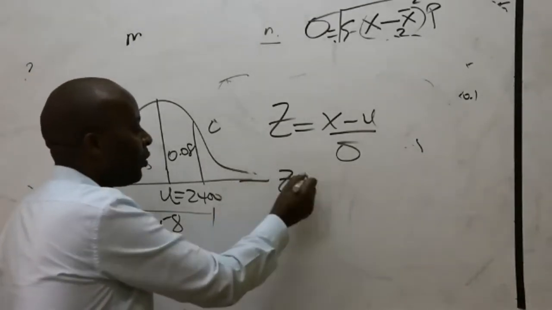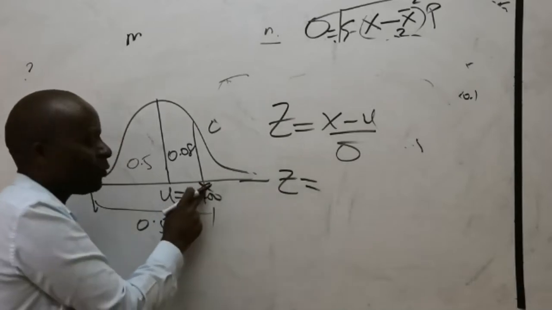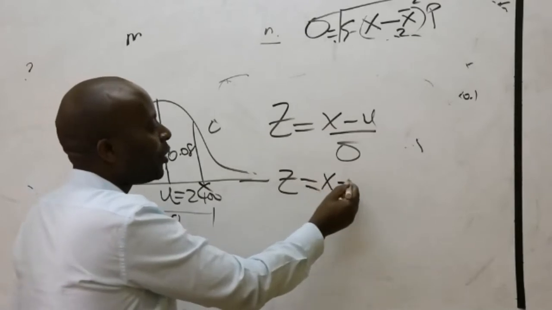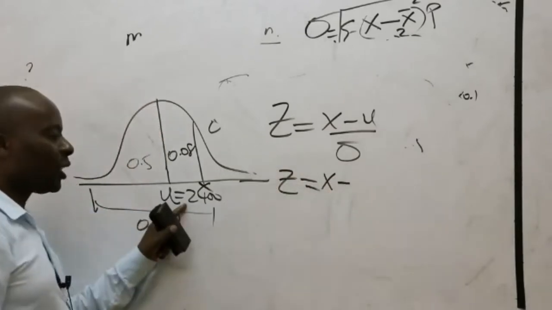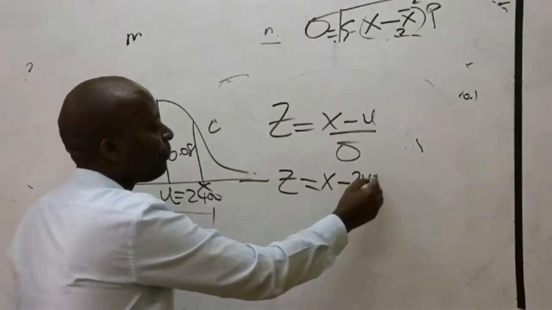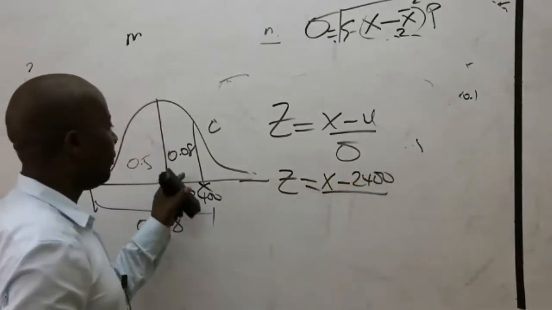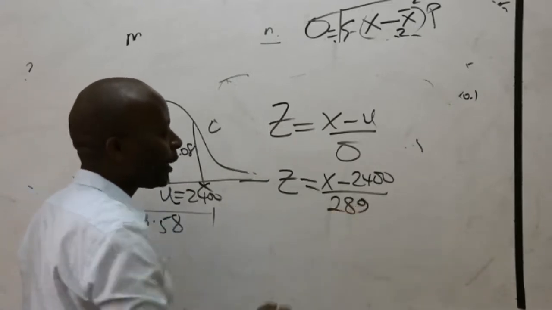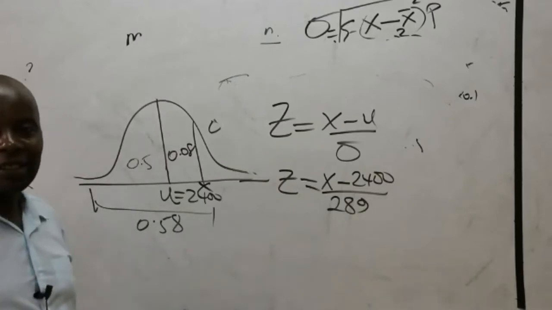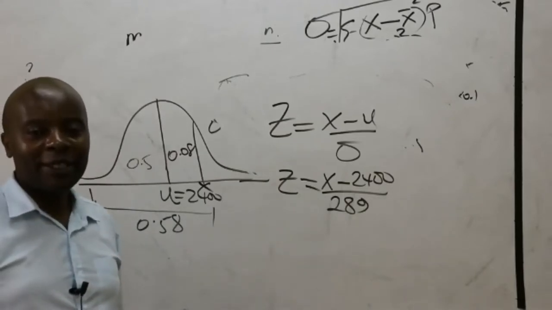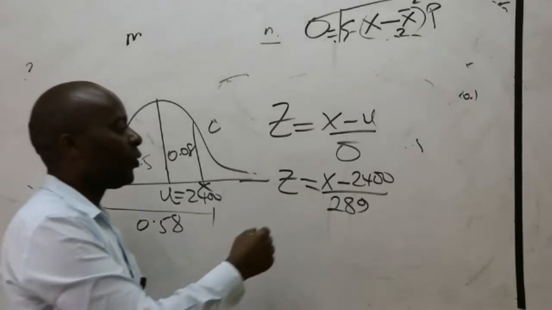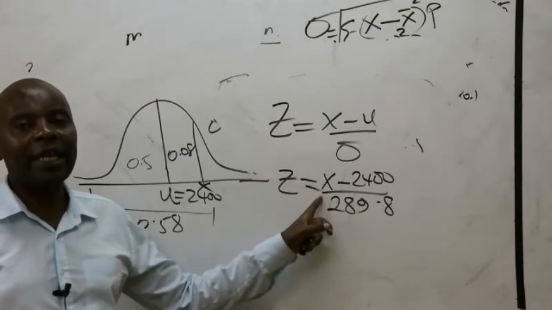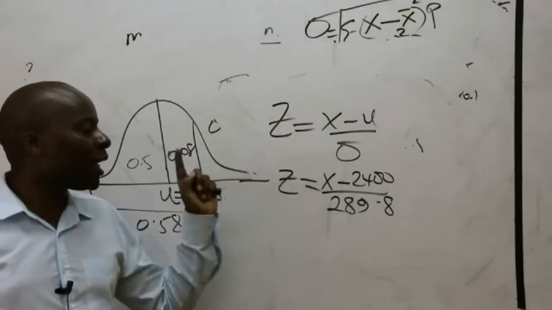So our Z will be equal to X minus U. We don't know what this X figure is. U is the mean, so minus 2400, divided by the standard deviation, which is 289.8. Thank you very much. Now, of course, if the examiner doesn't give you X, when he wants you to calculate X, then he'll have to give you information that will help you to get Z.